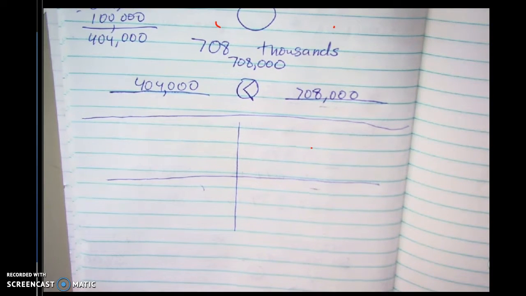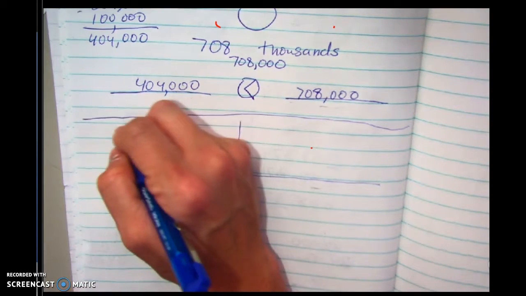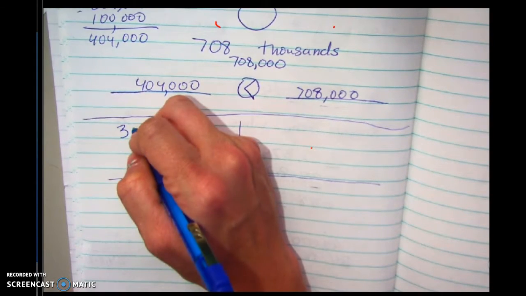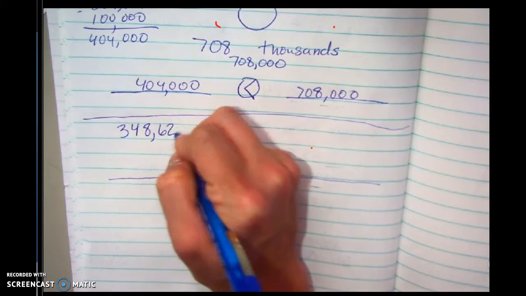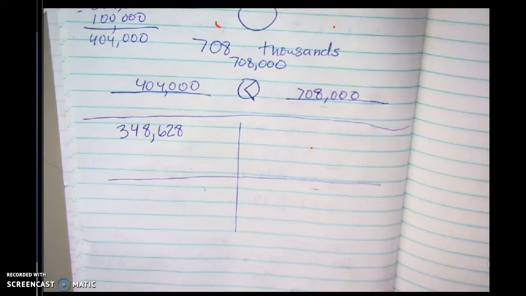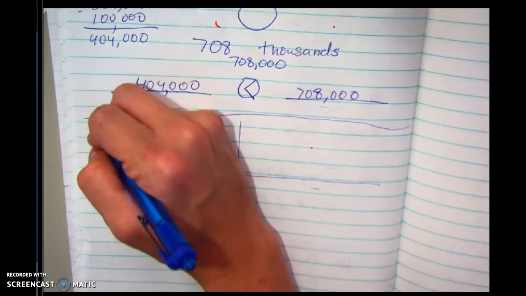So let's say that in a city, do I know the city? No, I'm just going to make up a city. The city of Cupcake-A-Lot. They have 348,628 people. And this is in Cupcake-A-Lot.